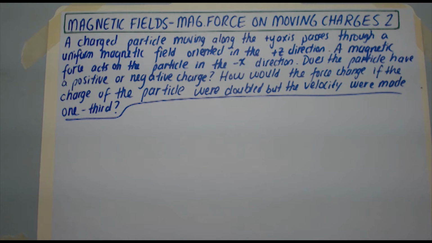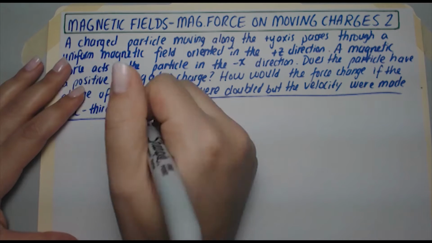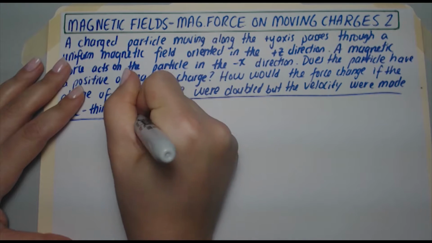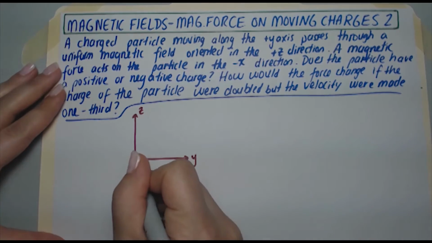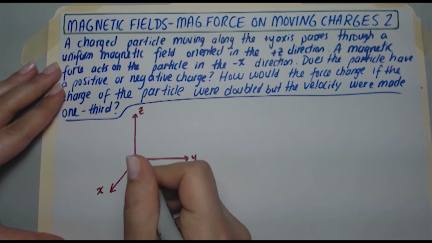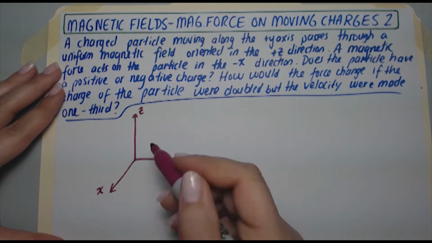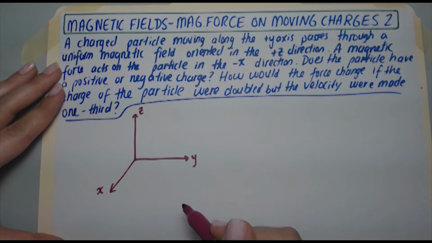Okay, so first things first, we have to figure out if this particle is positive or negative. So let's draw our coordinate axes here. We've got the y, we've got the z, and the x I draw like this, but really that x is coming out of the page the way I've drawn it here. If it goes in the other direction, it's going into the page.